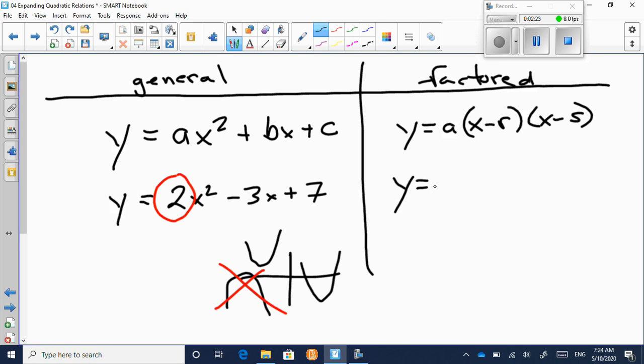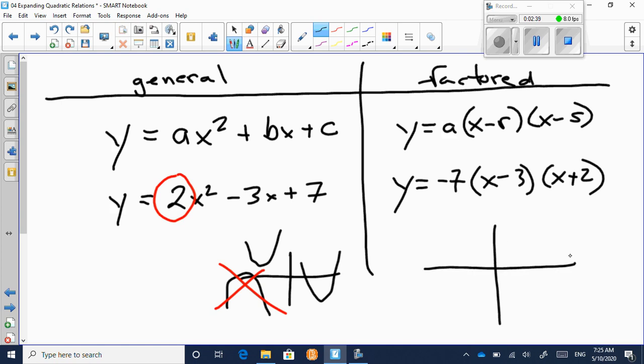Okay, so the other one we learned about as well was this factored form of a parabola. So it might look something like this, negative 7x minus 3x plus 2. So this is a factored form of a parabola. And again, the fact that it has this form, we know that it's a parabola. So it could be over here, it could be down here, it could be here. And we know that it's facing down. We know that because the a is negative. Okay, so that's kind of a general review.